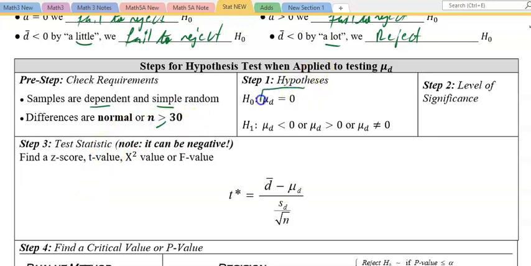Hypothesis testing always says the difference is 0, meaning those didn't change. The alternative is less than, greater than, or not equal. You know how that works. One of them is a left tail, the other is a right tail, and one of them is two-tailed. And alpha should be given. If not given, we use 5%.